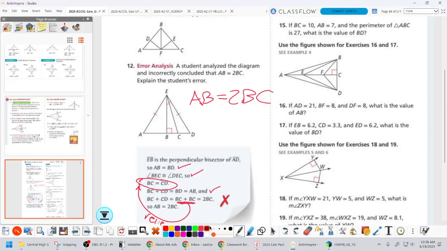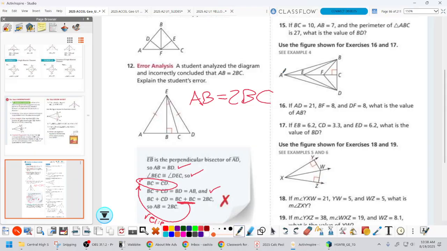Like both the triangles, all three of the triangles, are equidistant from B to D. I don't know how to explain that. I think I know what you're saying. Okay. So he's recognizing those triangles.